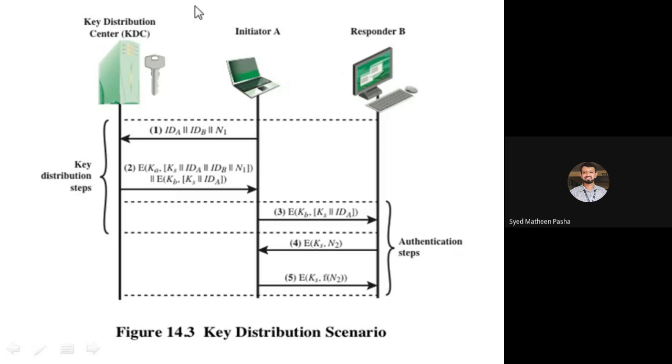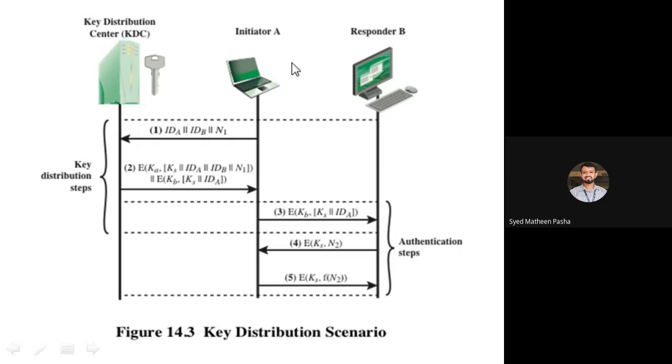Okay, we'll see what the initiator A does first: it passes a request to the KDC. KDC, as I told, is the key distribution center, which consists of a huge number of keys used for both encryption as well as decryption. Now, what the initiator does is send a request by sending the IDs of both initiator A and responder B and specifying the number of keys it wants.